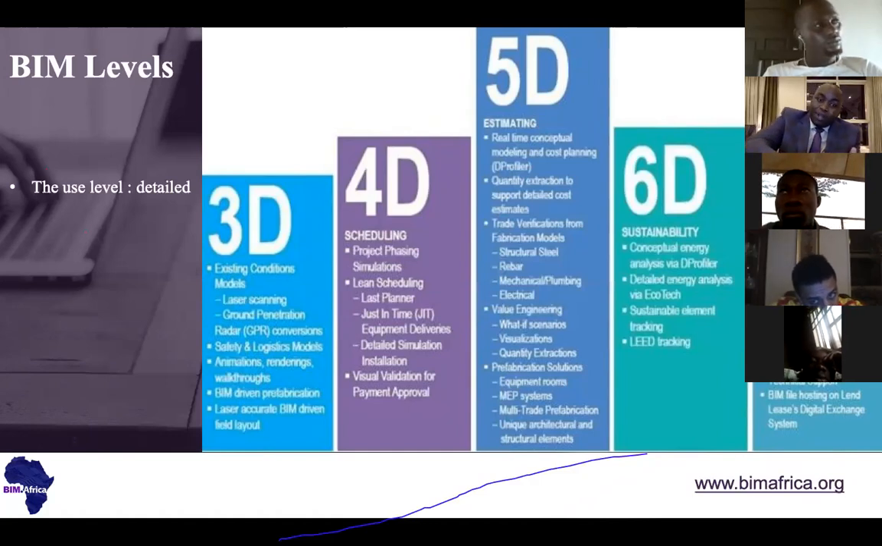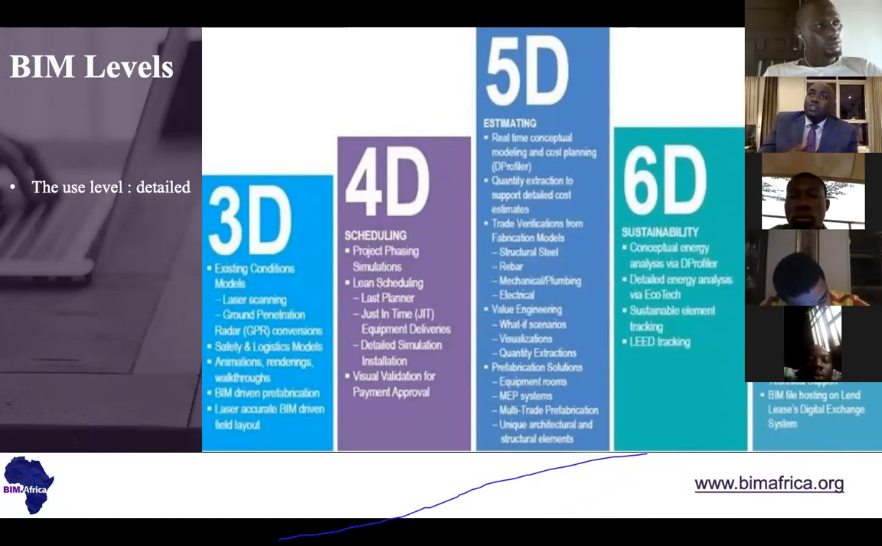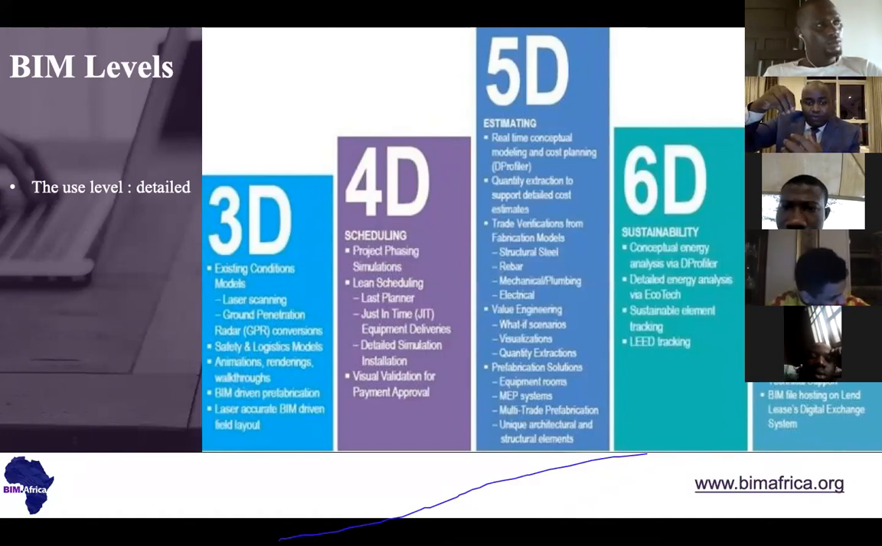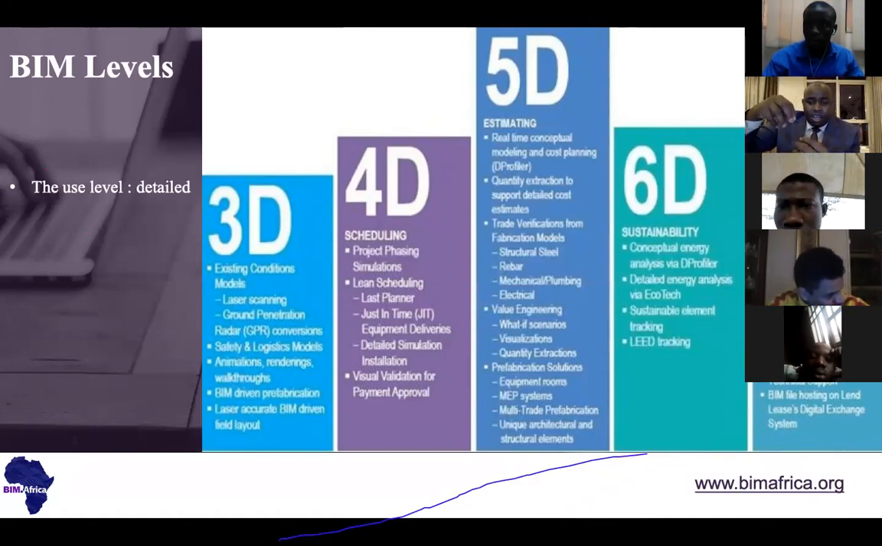So apart from the 3D, it is something that we could agree on as a team, and then we can just add the layer to the 3D. For example, you are doing a stadium, and you need a particular level of information like crowd simulation, emergency situation management. That is a very important thing if you are designing a stadium. So in that one, 5D or 6D, crowd simulation, could even be the 7D.